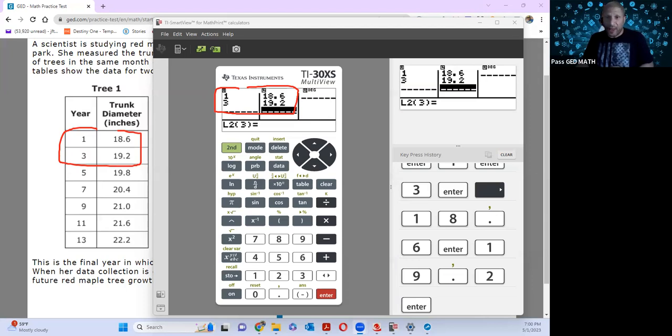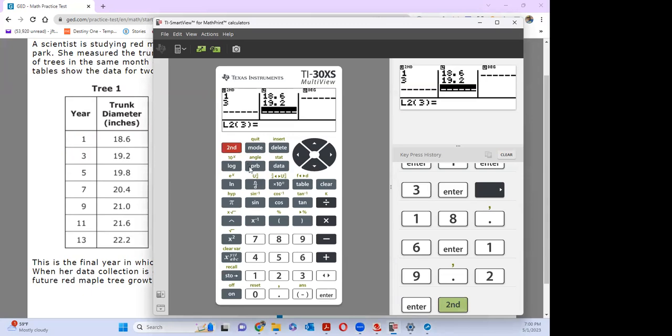Now, watch this. All we did was put the X's in the first column, the Y's in the second column, and then we can see our 2 points. Walk through with me. Watch how easy it is. I want you to hit second, then data.